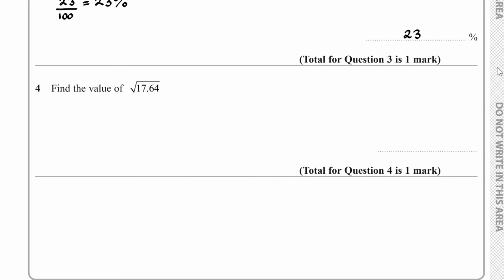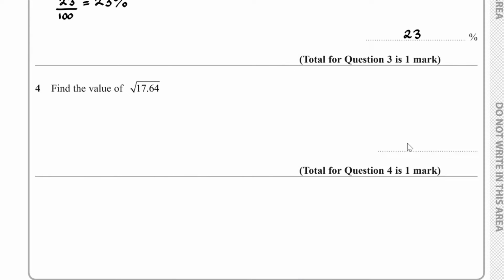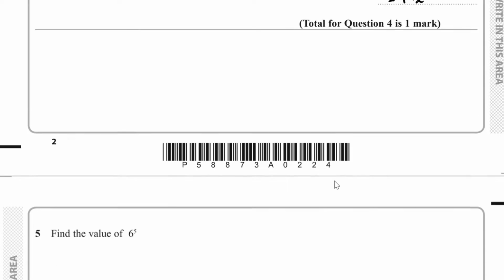And now for question 4, we have to find the value of the square root of 17.64. So for this question, we have the square root of 17.64. You'd find that to be 4.2. So we have plus minus 4.2. Don't forget the plus minus. The reason for that is when we square root, we end up with 2 solutions.